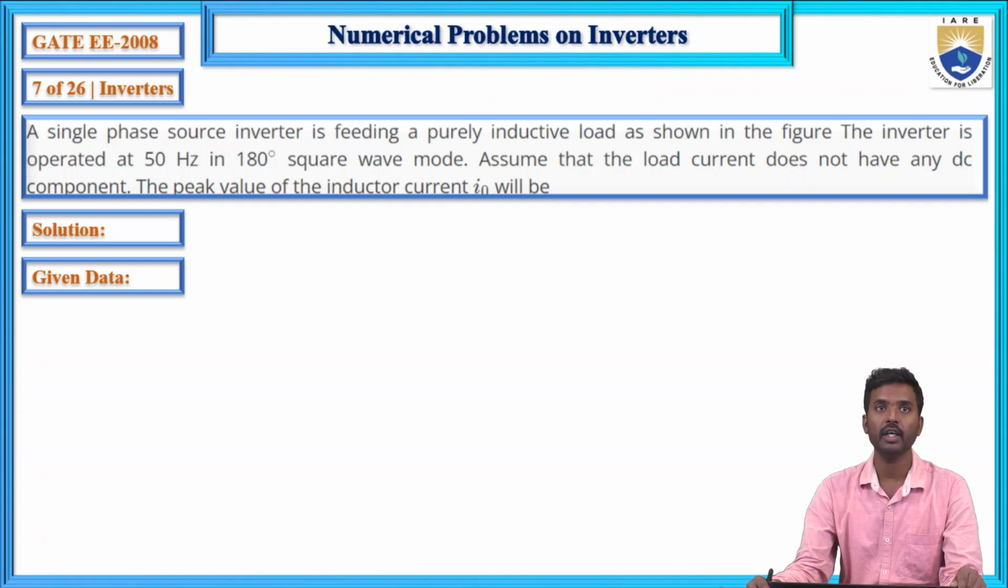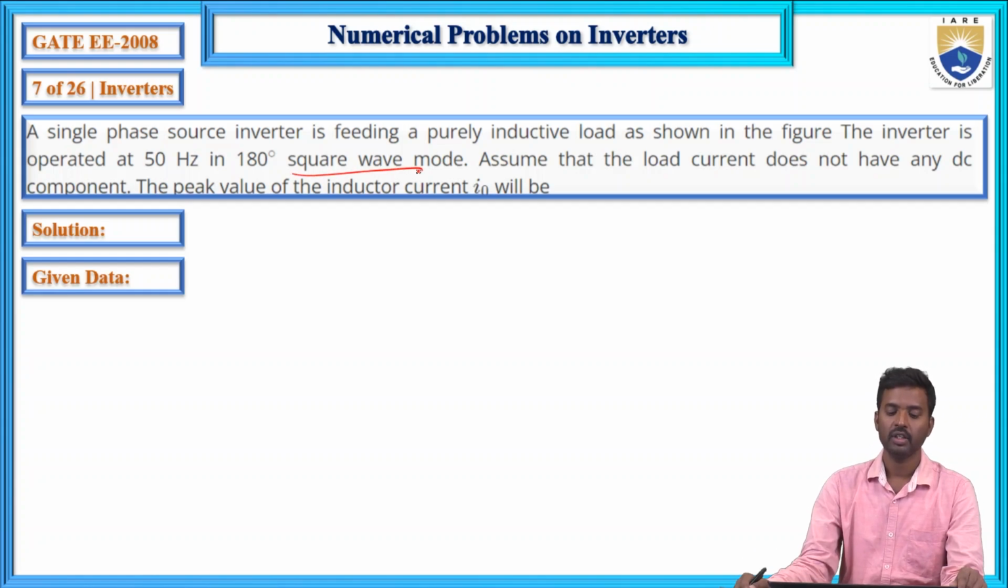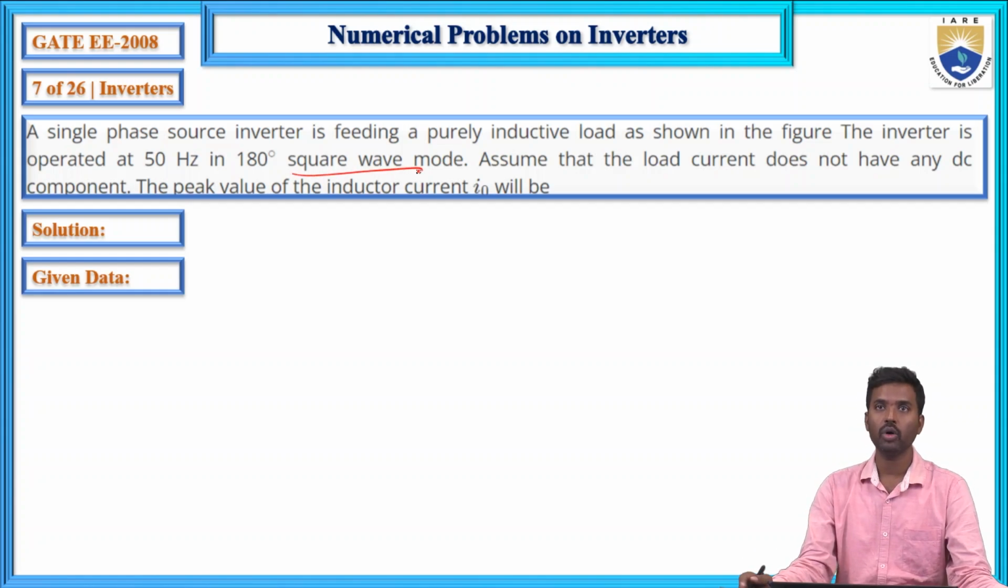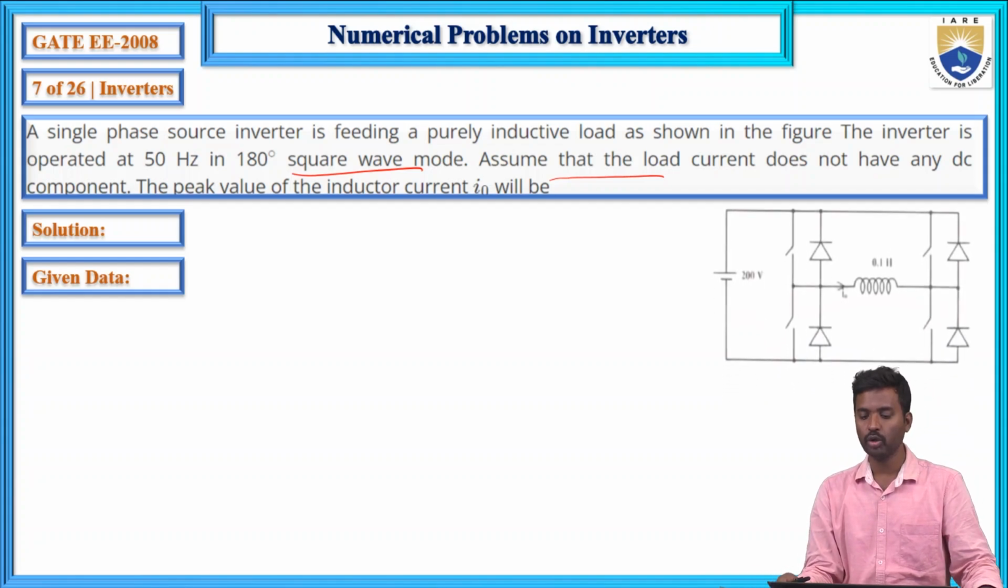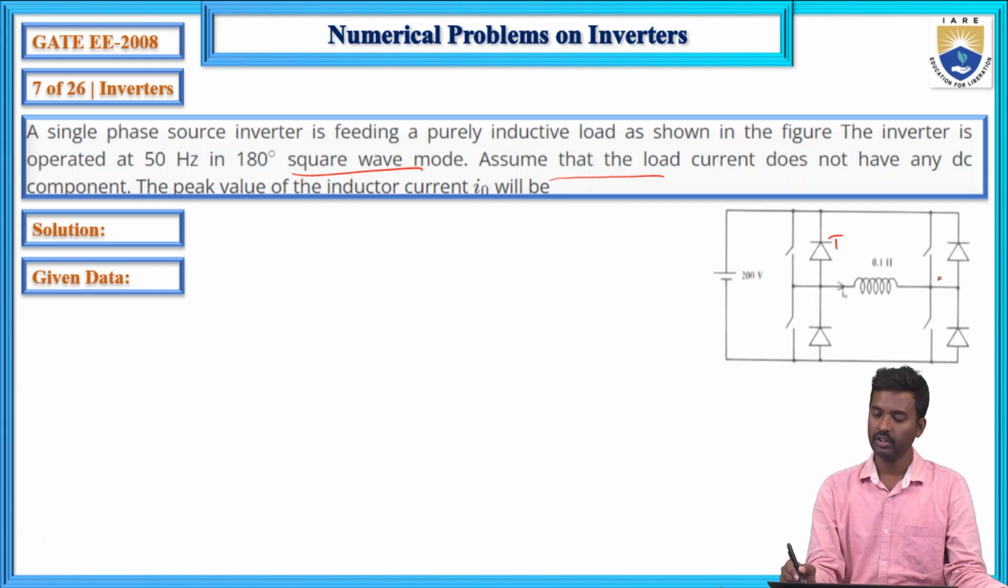So now here the inverter is operated at 50 Hz in 180 degrees conduction mode, as shown in the figure. Assume that the load current does not have any DC component. Now calculate the peak value of inductor current. This 180 degrees conduction mode means it is T1, T2, T3 and T4.